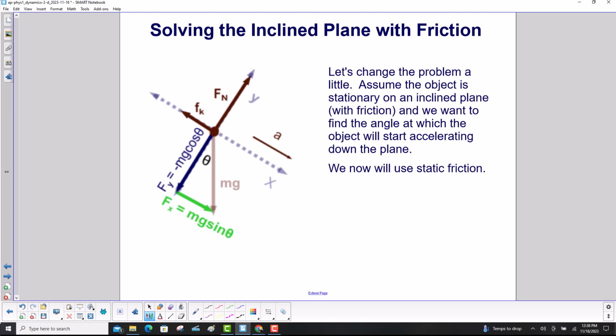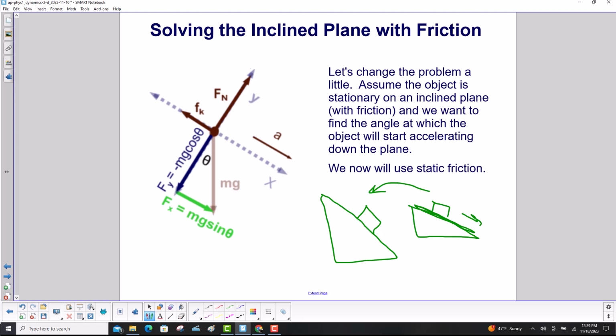Let's change the problem just a little bit. Assume the object is stationary on an inclined plane with friction. So you have an inclined plane here, and you have an object here that is not moving. We want to find the angle at which the object will start accelerating down the plane. We will now use static friction. And probably should have drawn it a little more like this. So here is the object. Now, what do you think we should do with this plane if we wanted to make it go down? Well, then we would get this picture here. We'd make this angle a lot bigger.